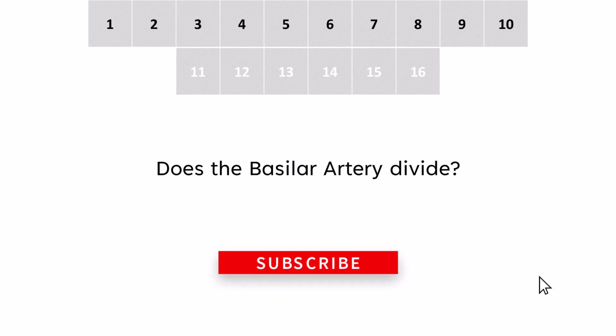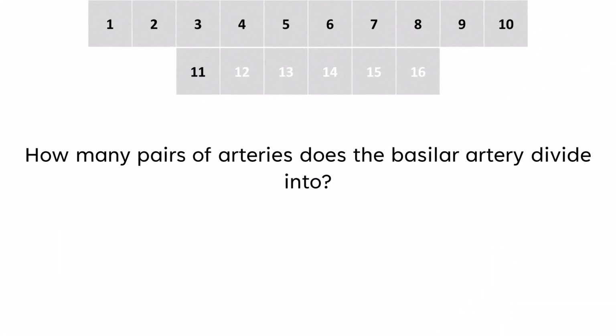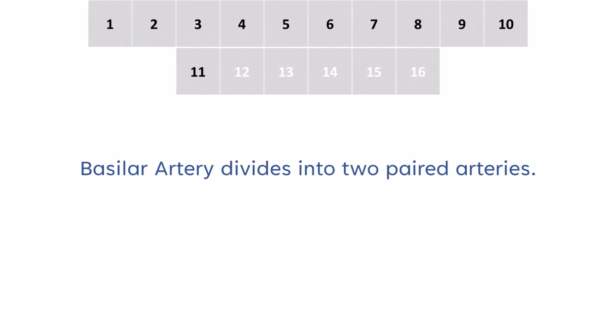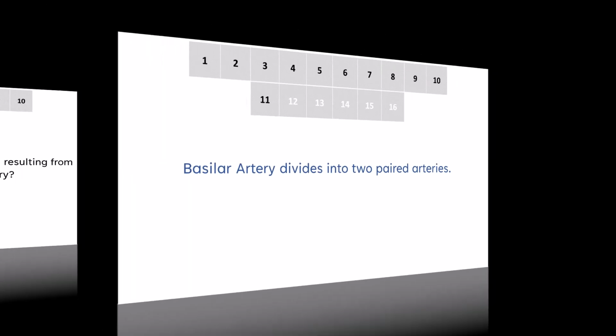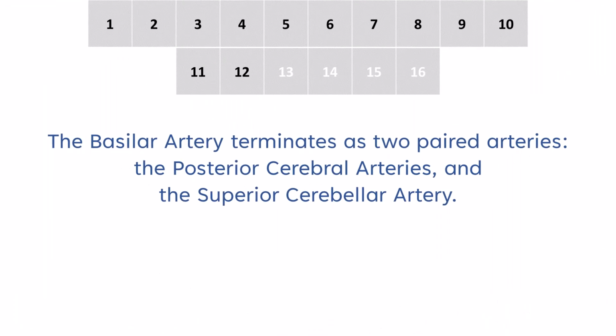Does the basilar artery divide? Yes, the basilar artery divides. How many pairs of arteries does the basilar artery divide into? The basilar artery divides into two paired arteries. What are the names of the two paired arteries resulting from the termination of the basilar artery? The basilar artery terminates as two paired arteries, the posterior cerebral arteries and the superior cerebellar artery.